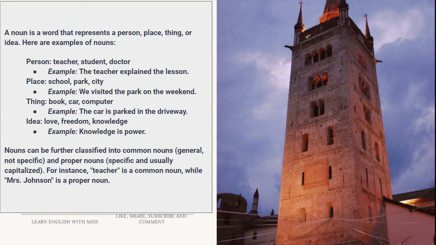Nouns can be further classified into common nouns, such as general, not specific, and proper nouns, such as specific and usually capitalized. For instance, teacher is a common noun and it does not have to be capitalized, while Mrs. Johnson is a proper noun and it has to be capitalized. So let's keep learning.